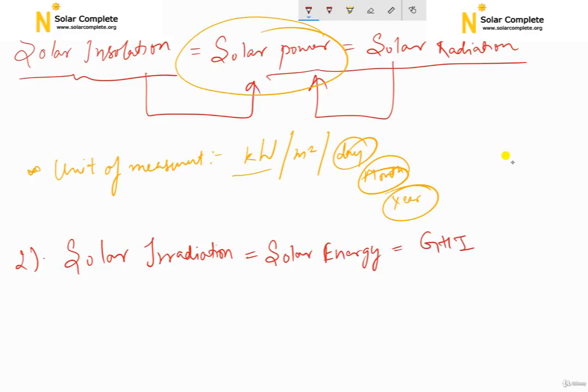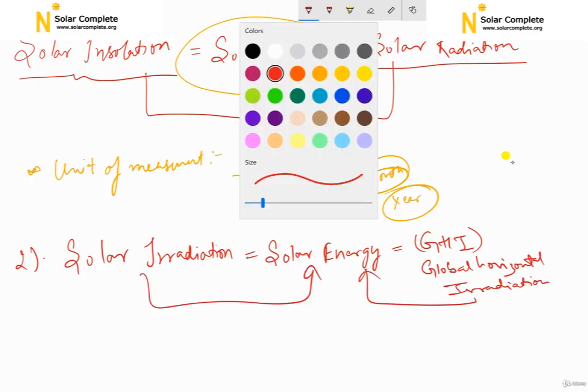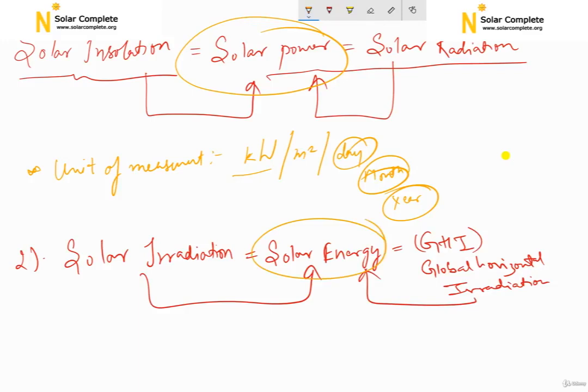Now let's talk about the unit of measurement. It is kWh per meter square per day. Now this can be a month or a year, any time interval you can use at your convenience. Now what do you mean by kilowatt per meter square? So it is total solar power coming from the sun on 1 meter square area of land. Similarly kWh, total solar energy coming from the sun on 1 meter square of land.